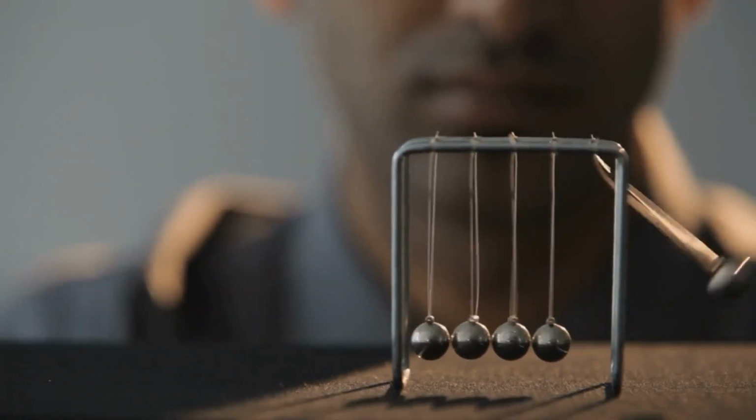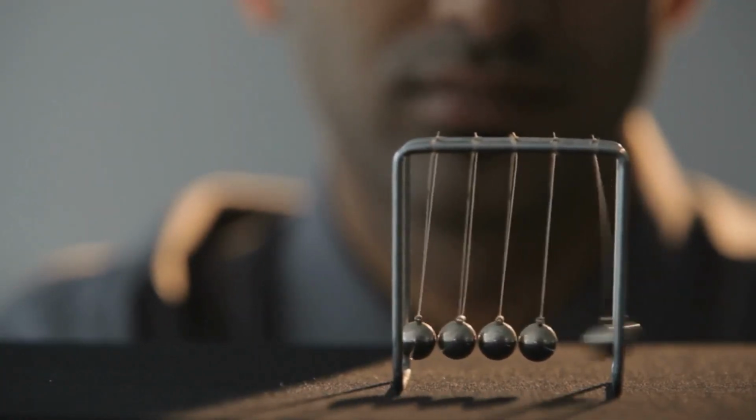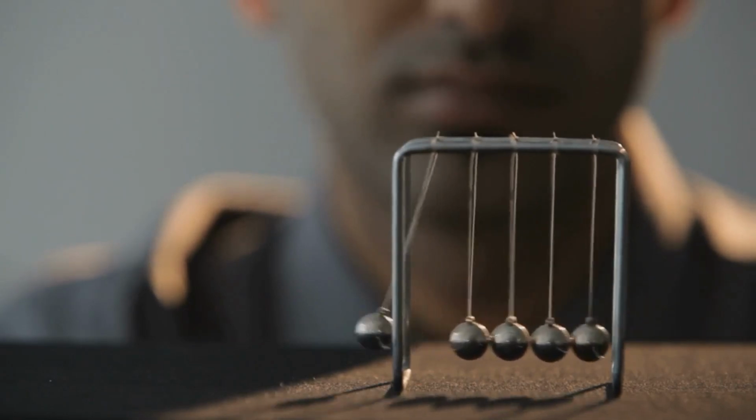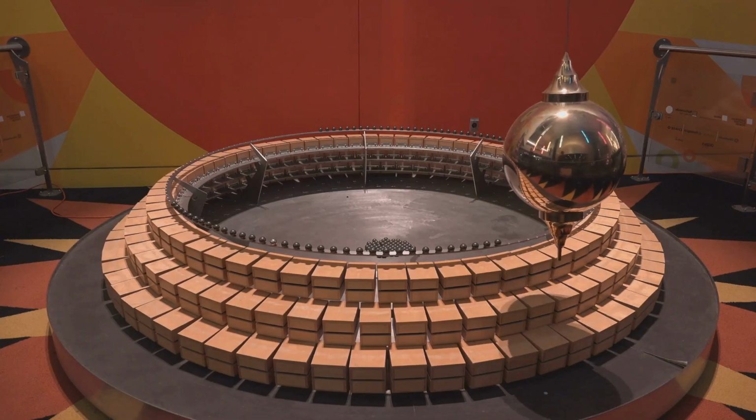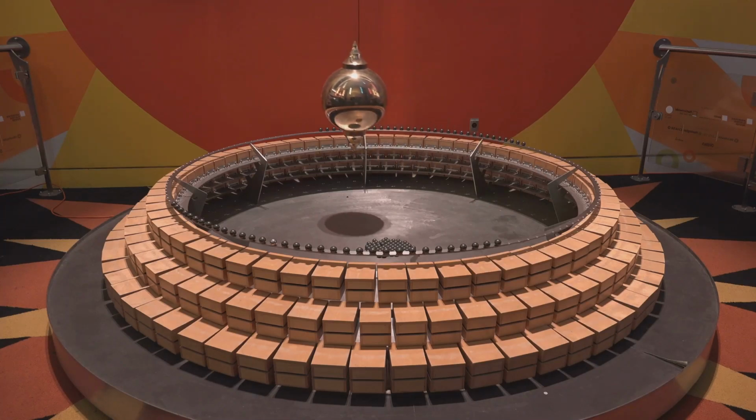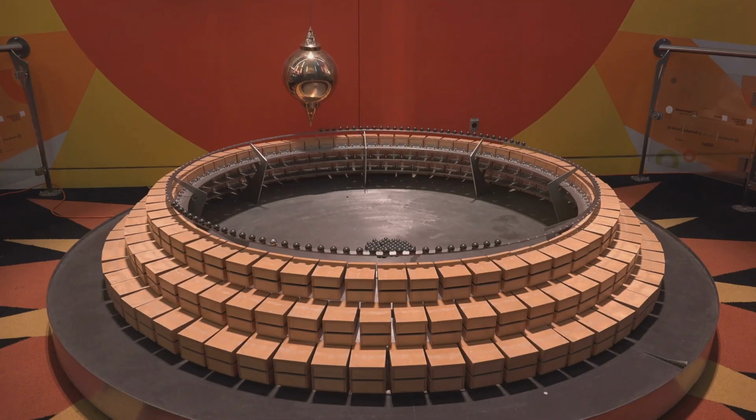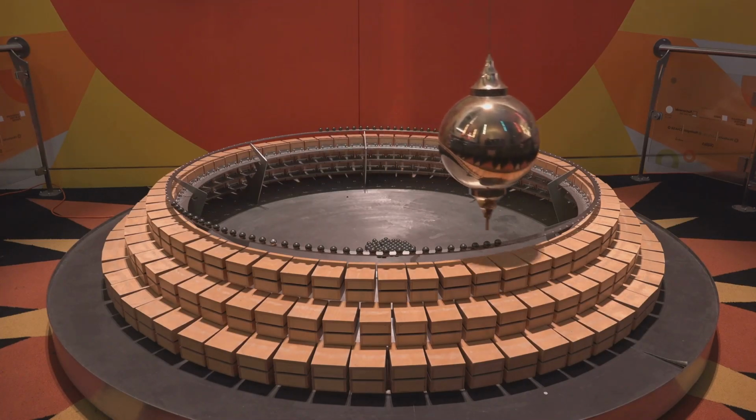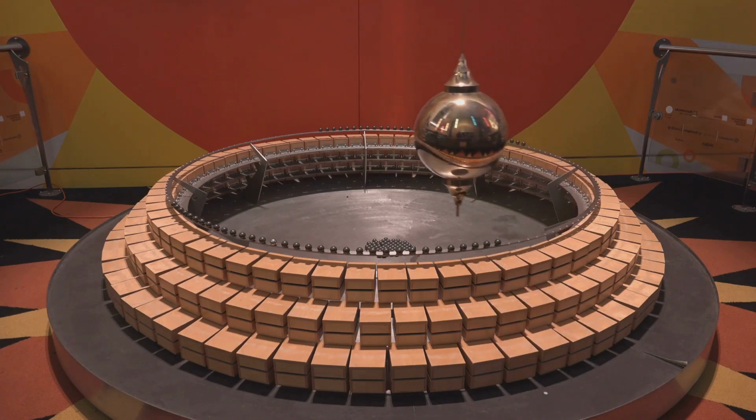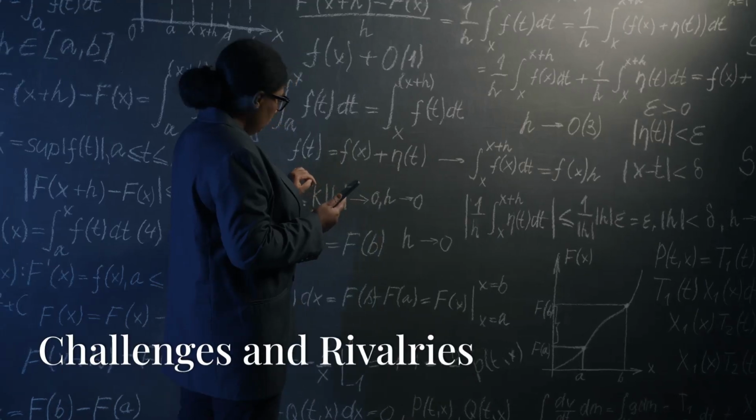Roberval conducted pioneering work in dynamics, particularly in the study of moving bodies. He explored the relationship between force, motion, and resistance, contributing to the early understanding of mechanics. His experiments with pendulums and other oscillating systems anticipated the later work of Galileo Galilei and Christian Huygens on motion and timekeeping.